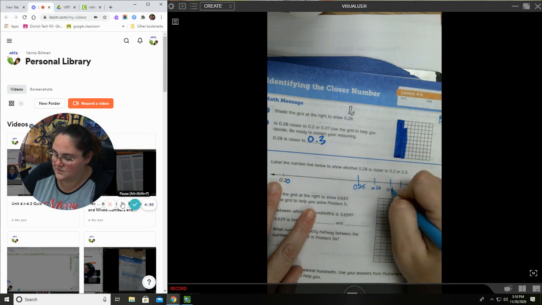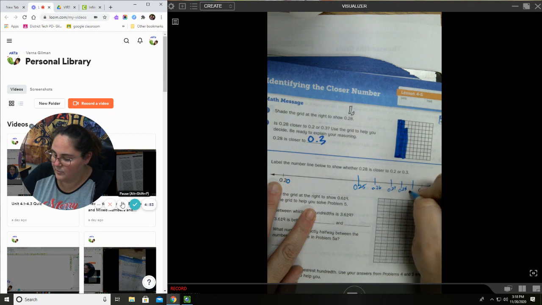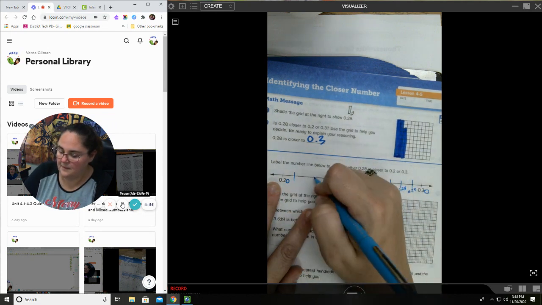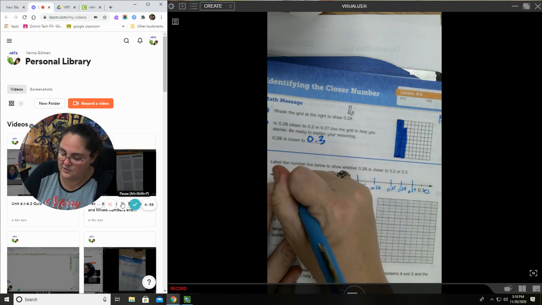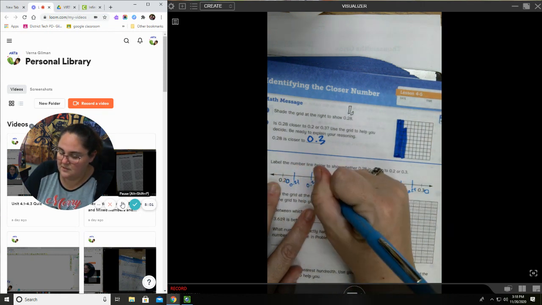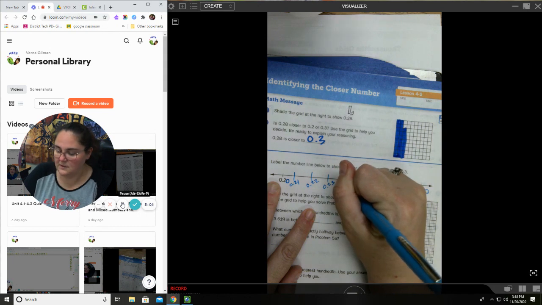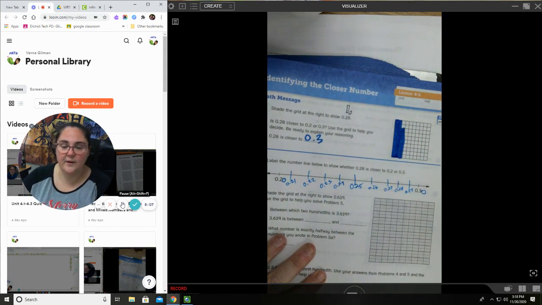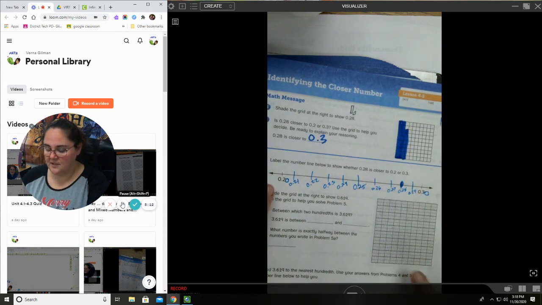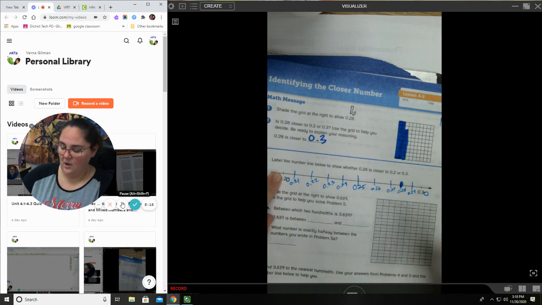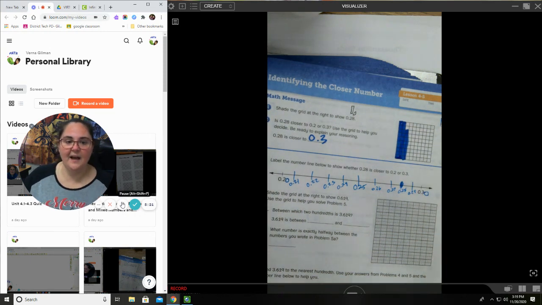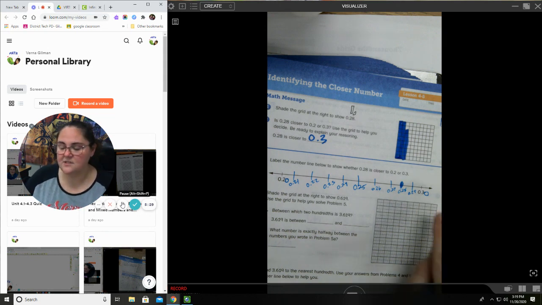0.26, 0.27, 0.28, 0.29, 0.21, 0.22, 0.23, 0.24. And then I need to find where 0.28 is. It's going to be about right here. So again, same idea. Is it closer to 0.20 or 0.30? It's closer over here. So if somebody asks you if 0 and 28 hundredths, if you round it to the nearest tenth, you would say it's closest to 3/10.